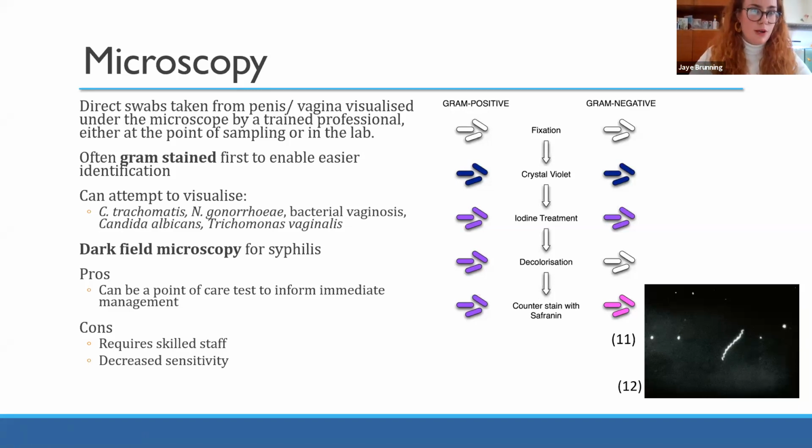So the pros are that this can be done at the point of care, which can inform immediate management, which is great. Obviously, it's really important in the sexual health clinic that you're trying to prevent the spread of further infection. So if you can diagnose someone on the spot and treat them at that point, that's really beneficial. The cons are it does require skilled staff and that there is a decreased sensitivity. So that means you're more likely to get false negative results because you're only getting a snapshot of that exact moment of that exact swab. So you would also carry on to do further testing such as the nucleic acid amplification testing. Okay.